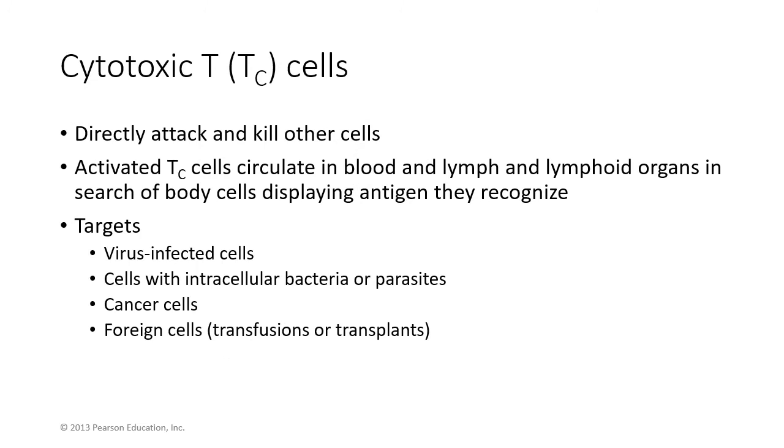immune response. Okay, so cytotoxic T cells. These are the only cells that actually directly attack and kill other cells that are infected. Activated T cells, these cytotoxic Ts, circulate in the blood and lymph and lymphoid organs in search of body cells displaying antigens that they recognize. Their targets are cells that are infected by viruses, so the agent, the pathogen, is hidden inside. Cells with intracellular bacteria or parasites, cancer cells, or foreign cells that are associated with transfusions or transplanted tissue.